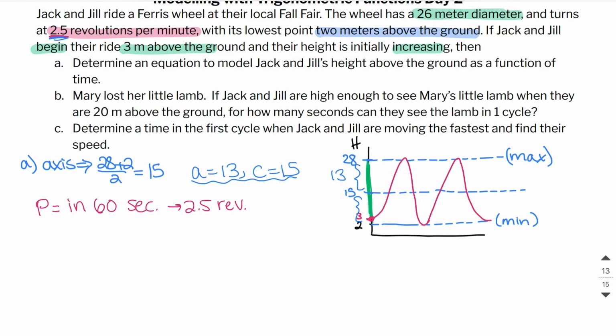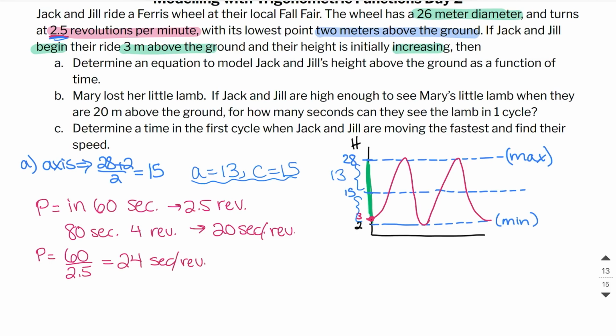So for example, if I told you that in 80 seconds, the wheel went around 4 times, we had 4 revolutions, that would mean that we would have 20 seconds per revolution, right? It would take us 20 seconds for every revolution. So here, to figure out our period here, I would divide 60 seconds by 2.5, and that would tell me that it would take me 24 seconds per revolution. So that would be my period.